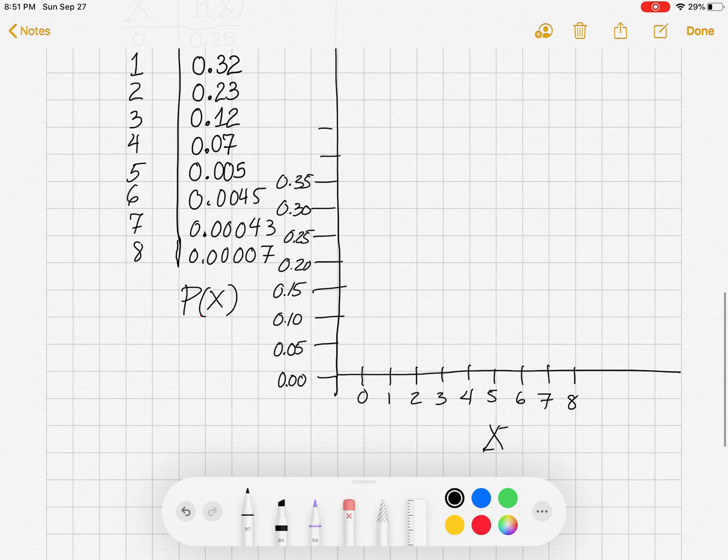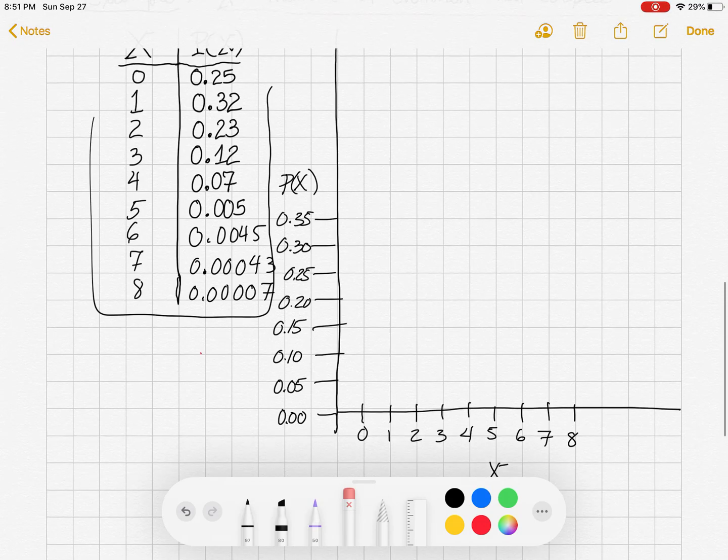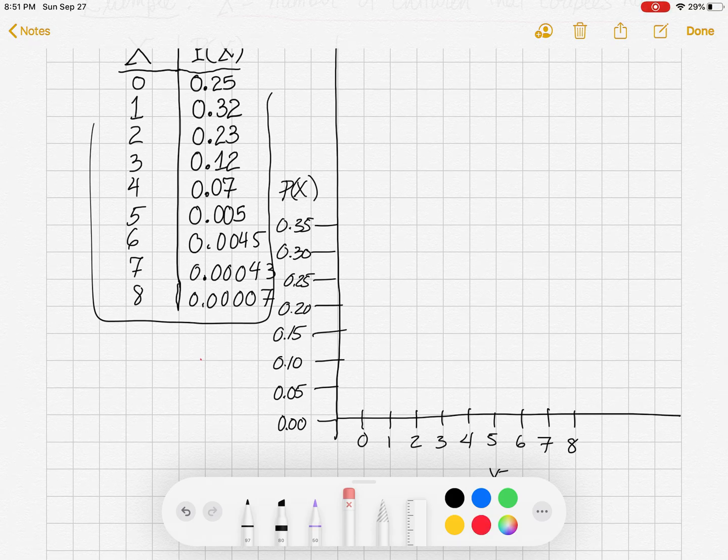This is going to be called the p of x. Should have left myself a little more space. So let me put p of x up here. So p of x is the vertical axis, and x is the horizontal axis. And now what we're going to do, some people put little bars. I'm just going to put lines that go up and then a little dot on the top.